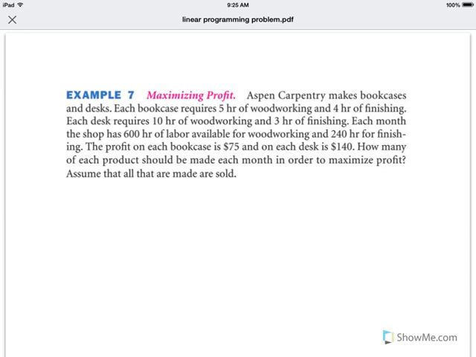asking. In this problem, it says, how many of each product should be made in order to maximize profit? So that question tells you a couple things about the problem. It will tell you what your variables are supposed to be. So this one says how many of each product. Well, we need to figure out what they're talking about. What are the products that they're talking about? And they're talking about bookcases and they're talking about desks.